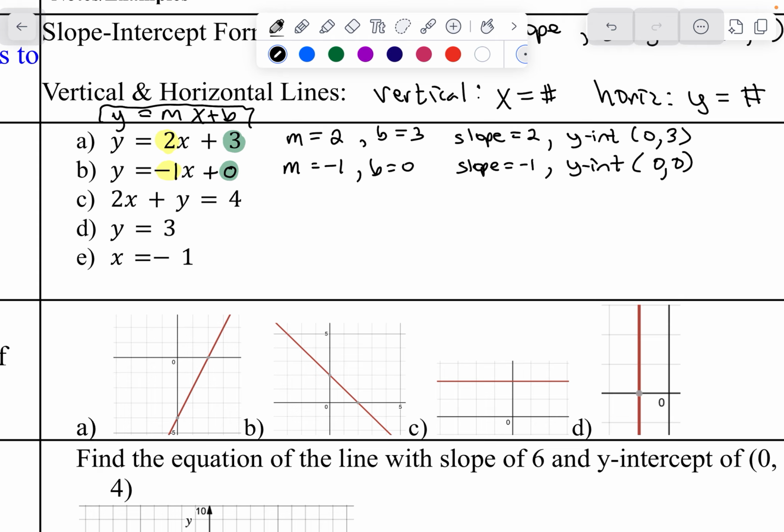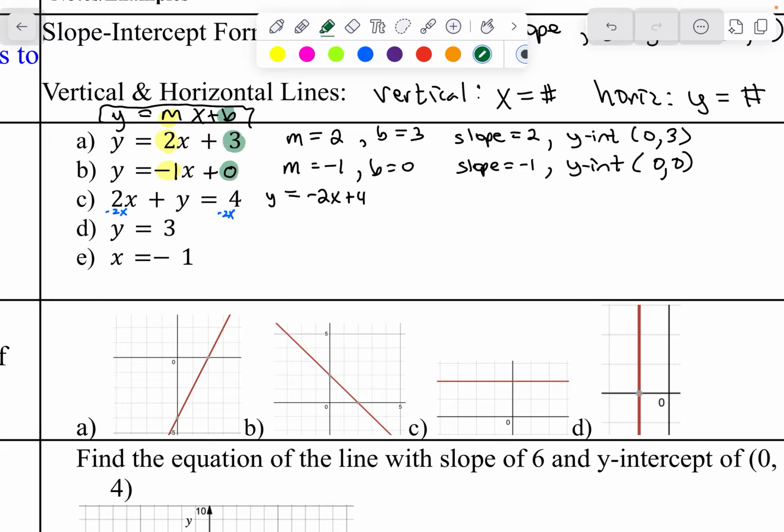Let's look at C. Now C isn't in the right form. We want it to be y equals everything else. So let's isolate this y. Let's move this to the other side. Okay? So if we do that, we get y equals, now we would need to subtract 2x from both sides, but I want that to come first. So y equals negative 2x plus 4. And now that it is in the order that we think of when we think of our good old y equals mx plus b, now let's pull those things out.